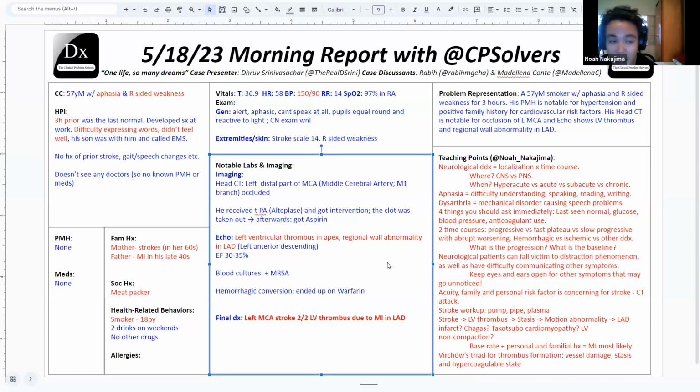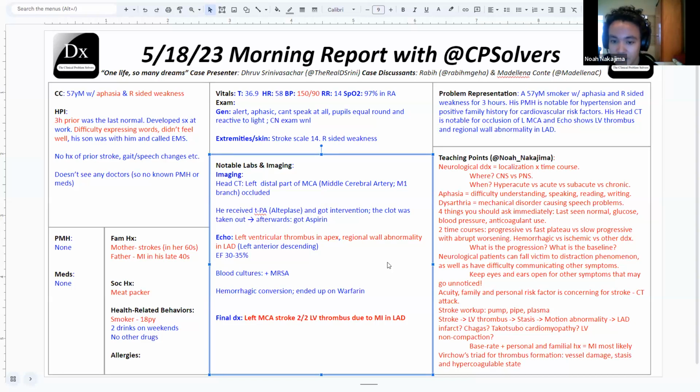So when asking this patient for the history, it's important to keep in mind what the progression was and if he was at baseline before the event. Our patient was at baseline, he was working, he had an acute event, so that's when we perked up for a stroke presentation.